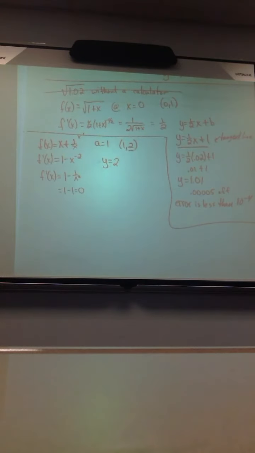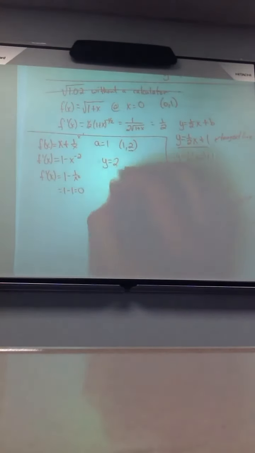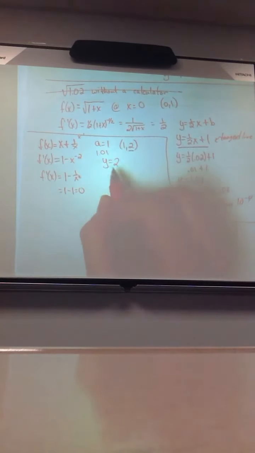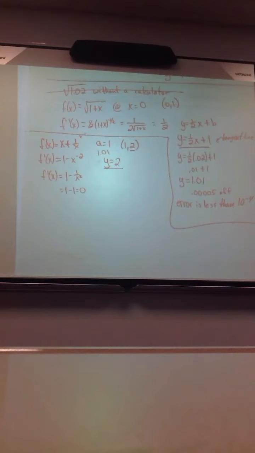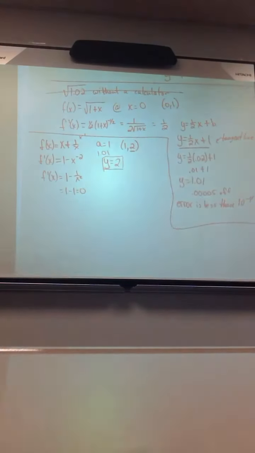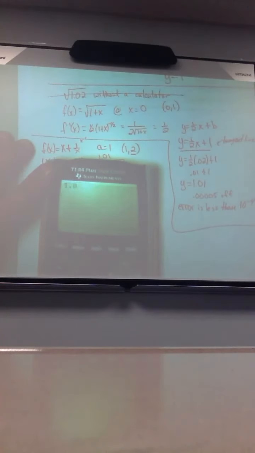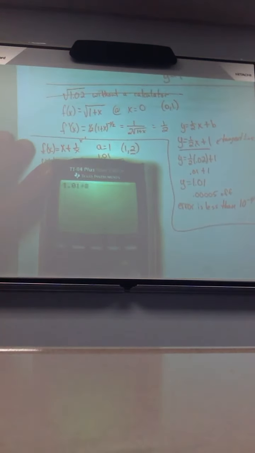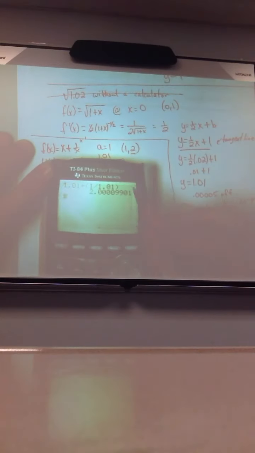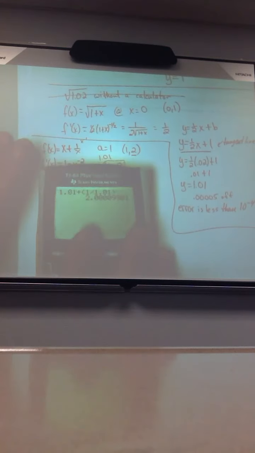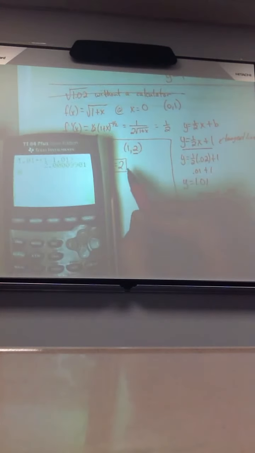So do I need to plug anything in? No. So this is saying, if I plug in 1.01 for x, my answer should be really close to 2, since my tangent line is just y equals 2. Well, let's try that now. 1.01 plus 1 divided by 1.01 is 2.0009901. Again, not precise enough. So how close is my answer of 2?